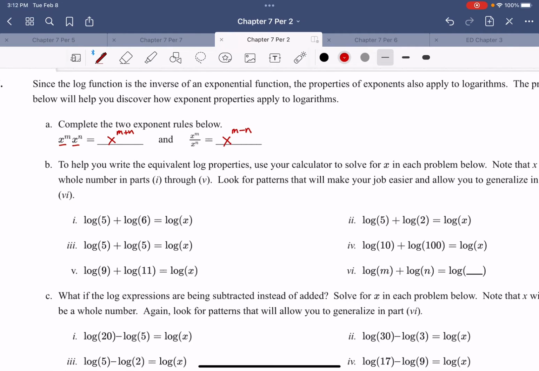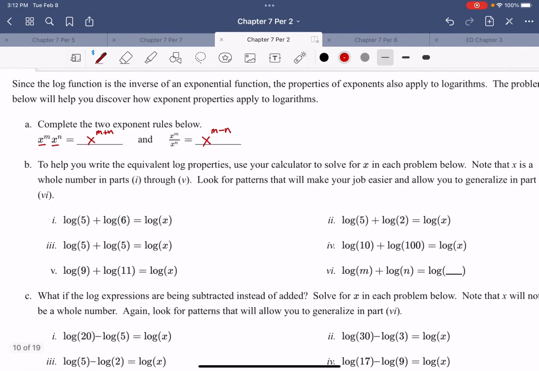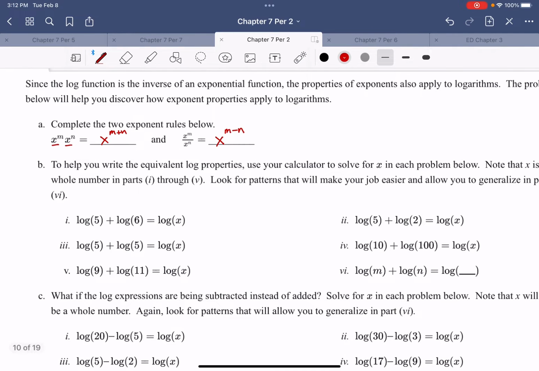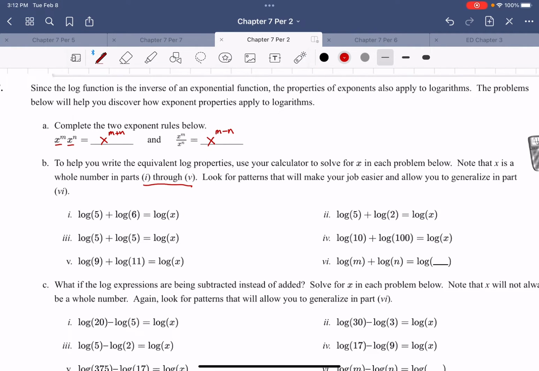So to help you write the equivalent log properties, you're going to use a calculator to solve for x in each problem below. Note that x is a whole number in parts 1 through 5. Look for patterns that'll make your job easier to allow you to generalize in part 6. So we have log 5 plus log 6. So you have choices, right? Clearly it's log of a single number. And we're trying to guess what that single number is.